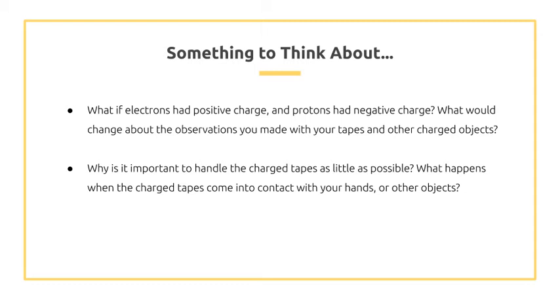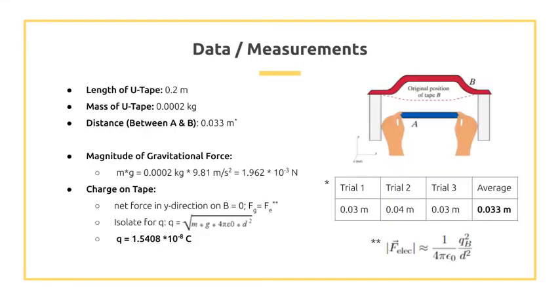Next, it's important to handle the tapes as little as possible so that you can keep the tapes as positively charged as you can. Once the tape touches your hand, which is a neutral object, the tape begins to neutralize as well. It equalizes with the charge on your hand and balances out.